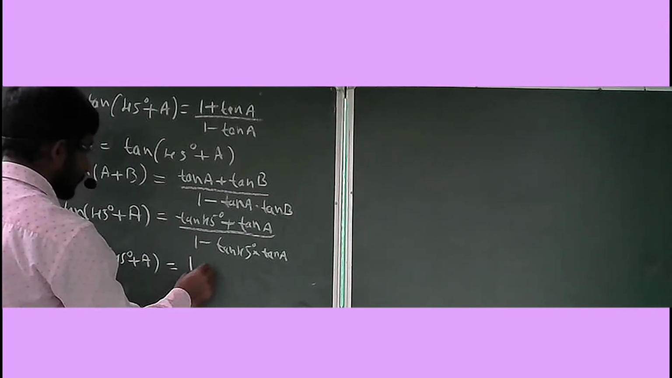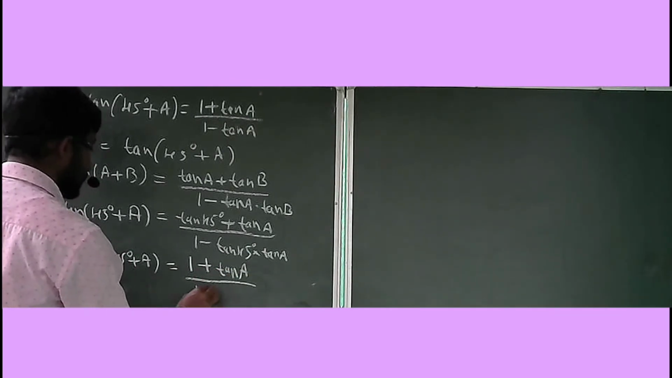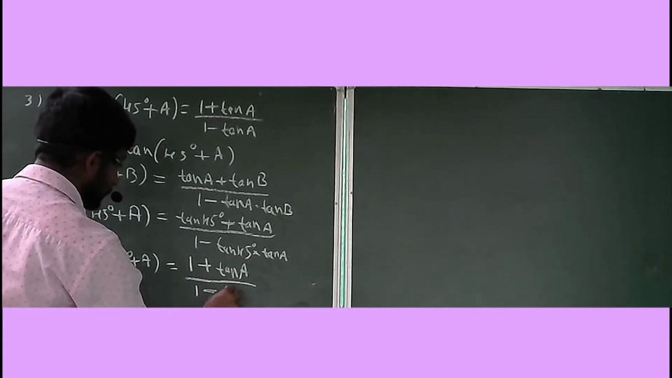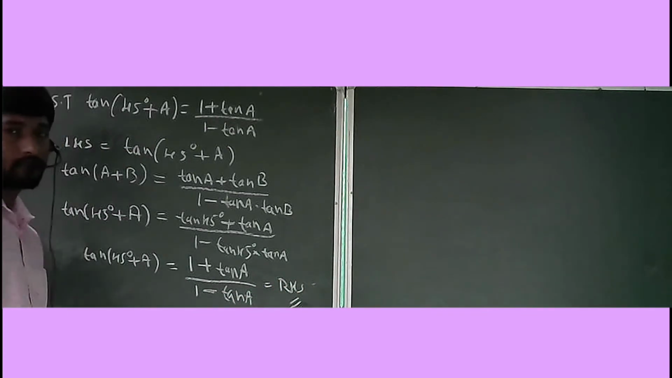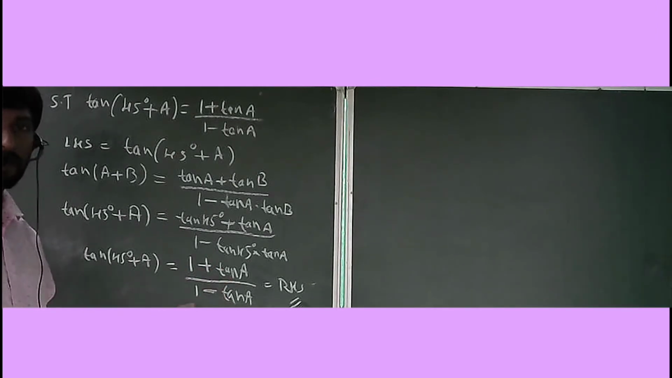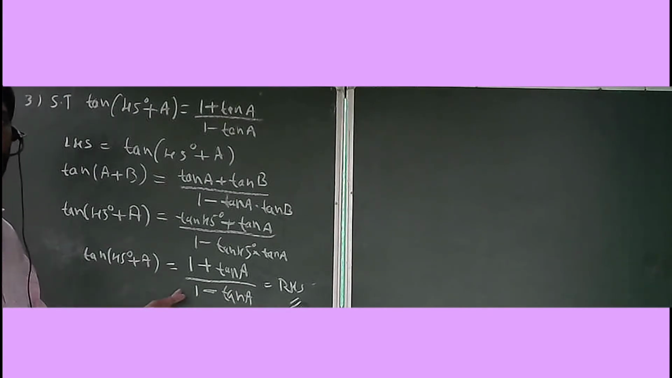This is equal to tan 45 degree, standard angle. What's the value of tan 45 degree? 1 plus tan A divided by 1 minus, see, tan 45 degree is 1, 1 into tan A, it's equal to tan A. This is nothing but RHS of the given question. See, tan of 45 degree plus A is 1 plus tan A divided by 1 minus tan A. Important identity. Remember this formula. Tan of 45 degree plus A is 1 plus tan A divided by 1 minus tan A.